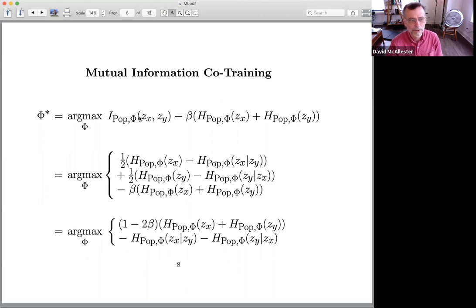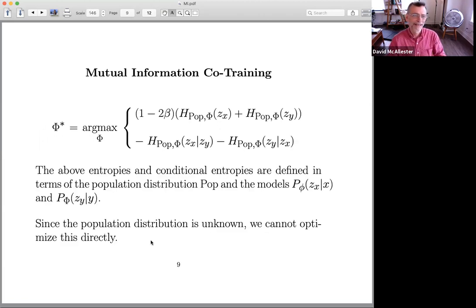So I've just replaced this mutual information with a mixture of the two ways of breaking it down into entropies. Okay, so then I can take this expression and just write it this way, because I'm subtracting these entropies here, beta times these entropies. So if I multiply this whole thing by 2 and then combine this term with the entropies up here, I write it this way. Okay, now I pointed out that all of these entropies depend on the population. So now I've written it in terms of entropies, either marginal entropies or conditional entropies.